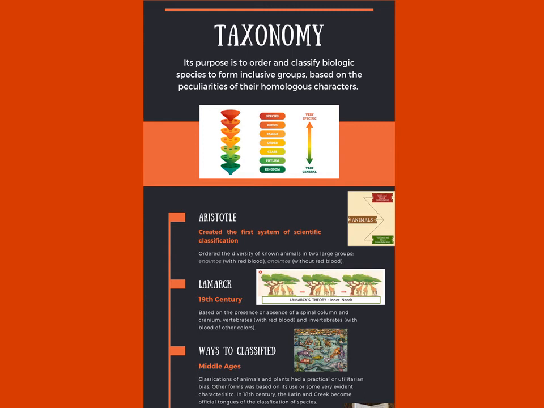Aristotle ordered the diversity of known animals into large groups: animals with red blood and animals without red blood. Landmarks were based on the presence or absence of a spinal column and cranium: vertebrates with red blood and invertebrates with blood of other color. In the Middle Ages, the classification of animals and plants had a practical or utilitarian bias and was based on their use or some very evident characteristic.